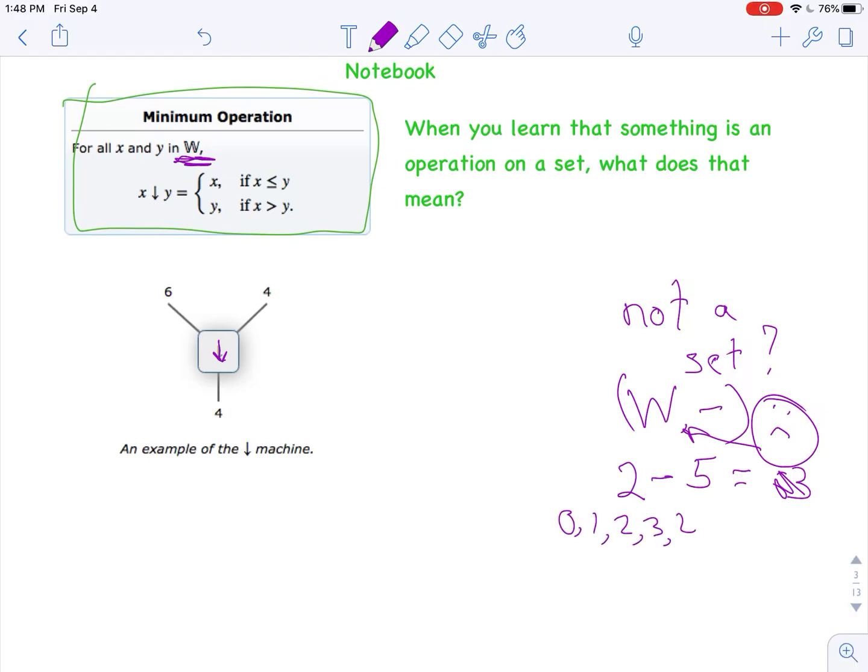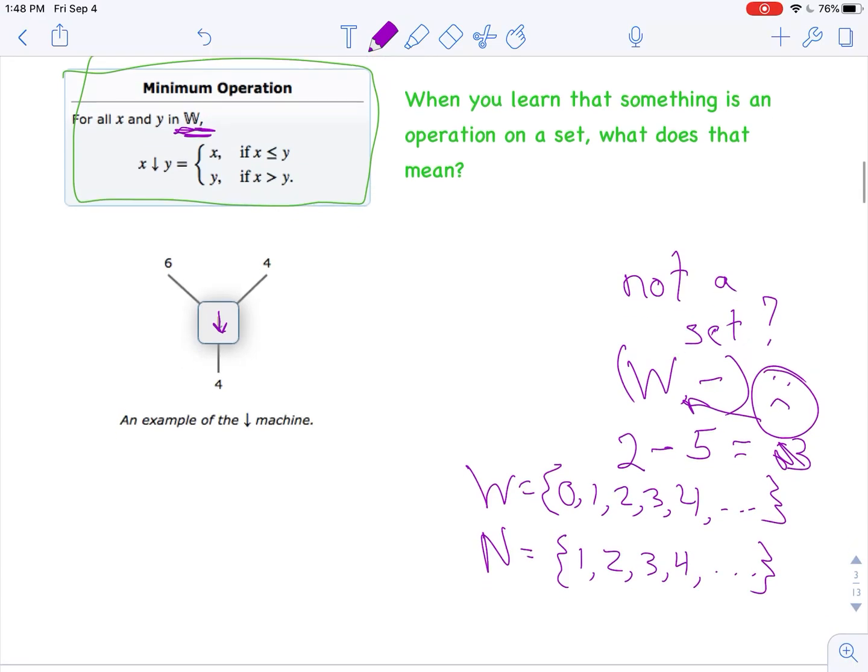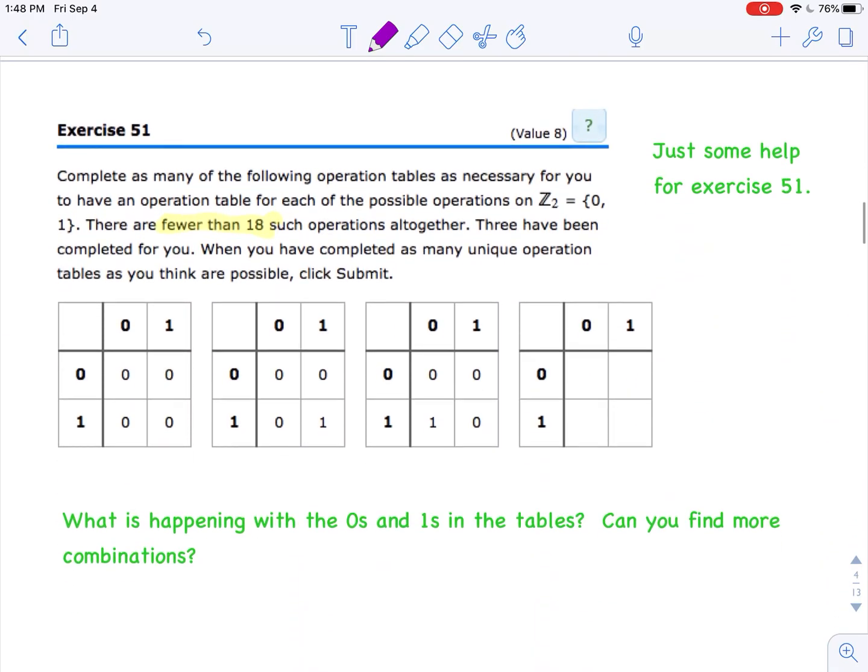Your whole numbers are just going to be those numbers, 0, 1, 2, 3, 4, and so forth, right? That's the set of whole numbers. The set of natural numbers, by the way, is almost exactly the same. It's just 1, 2, 3, 4, and so on like that.